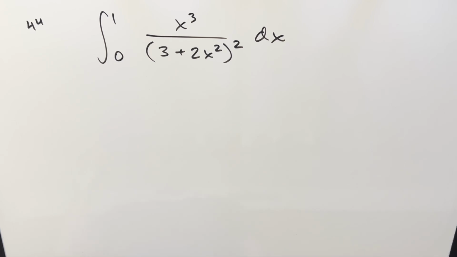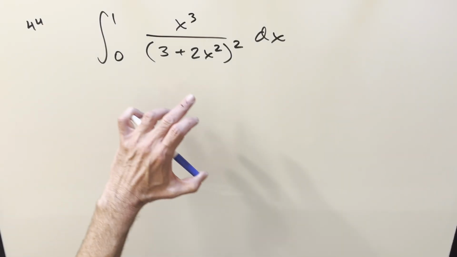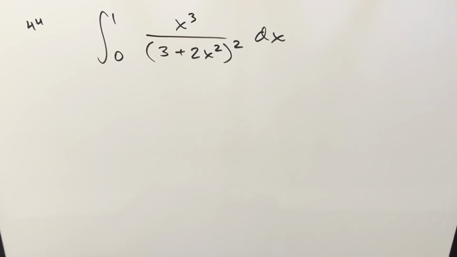Okay, we have another integral here today from Caltech Math Meet 2025, number 44. We have the integral from 0 to 1 of x cubed over (3 plus 2x squared) all squared dx. It's a little tricky to deal with, since there's not really an obvious u substitution that's going to work right away, and everything's squared here.